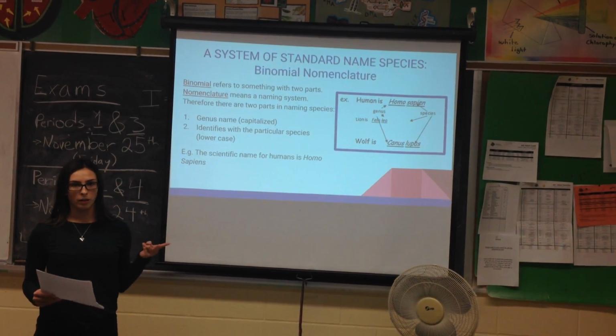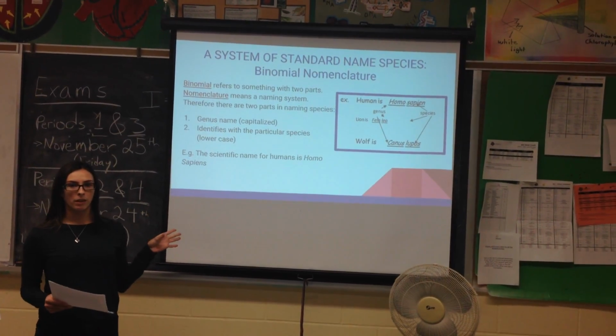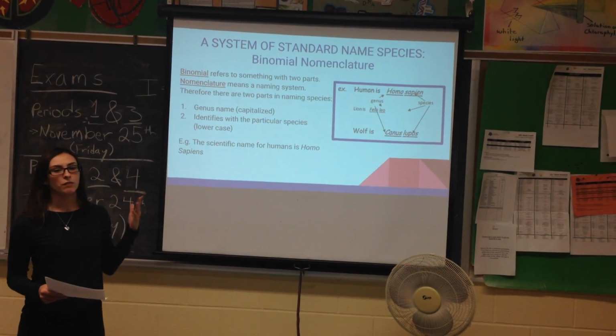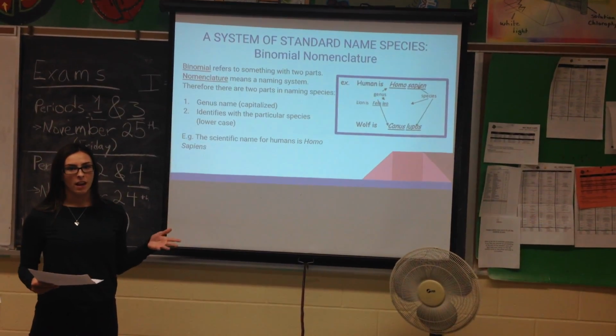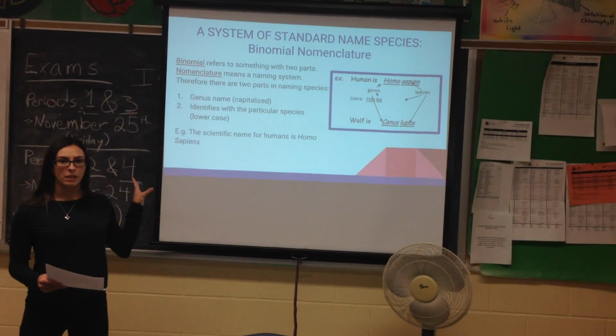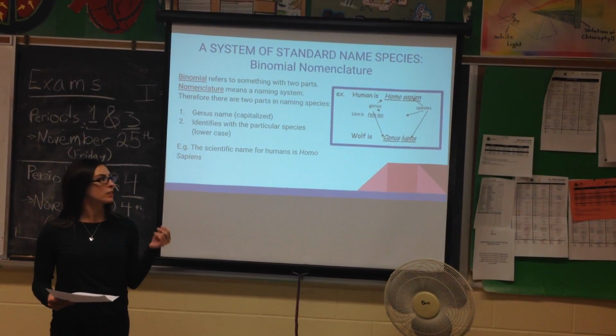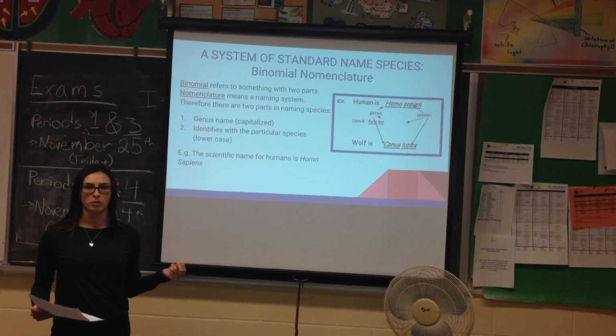There are two different parts to it. Part one is the genus, which has to be capitalized. The second part identifies the particular species, and this is not capitalized. The entire name needs to be italicized as well, and when written by hand it needs to be underlined. It's very specific because scientists do use it that way.